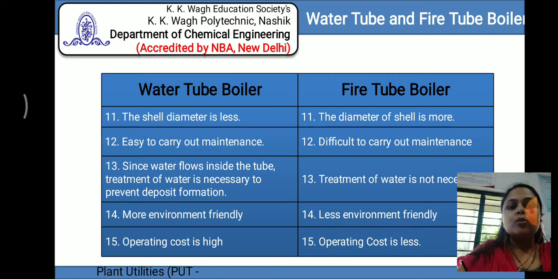In water tube boilers, water flows inside the tube, so the treatment of water is necessary to prevent deposit formation, scale formation or corrosion. But the fire tube boiler requires less treatment of water. Water tube boilers are more environment friendly, but fire tube boilers are less environment friendly. Water tube boilers have a high operating cost and fire tube boilers have a lower operating cost.